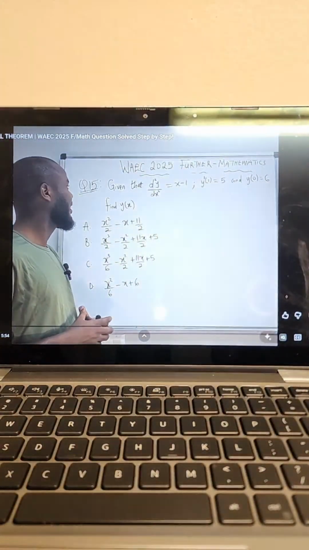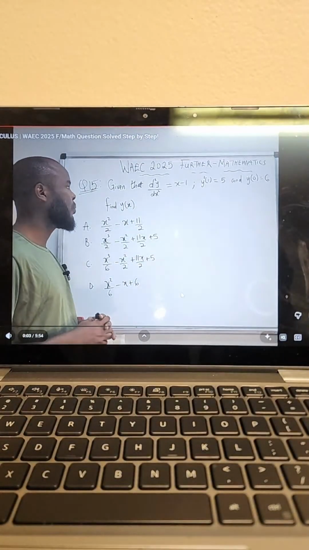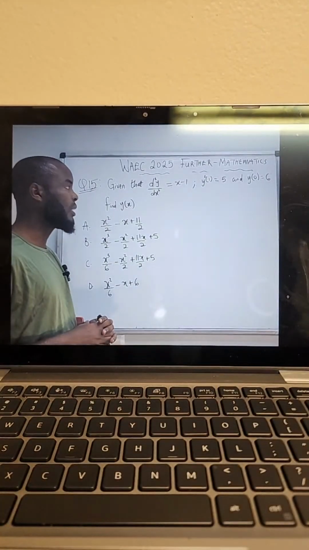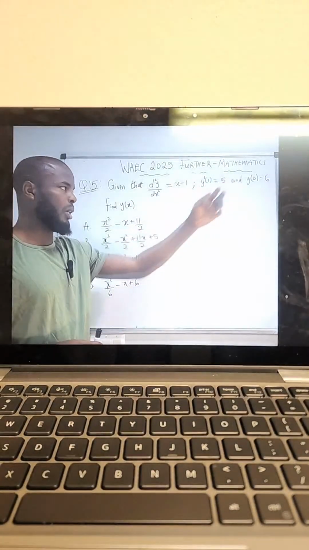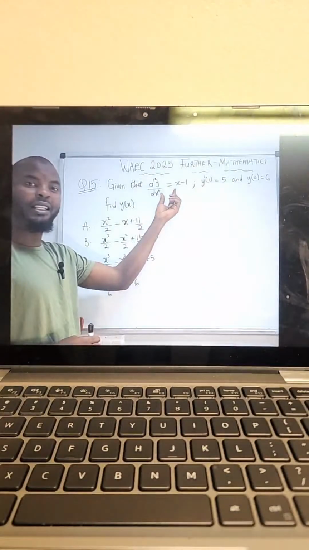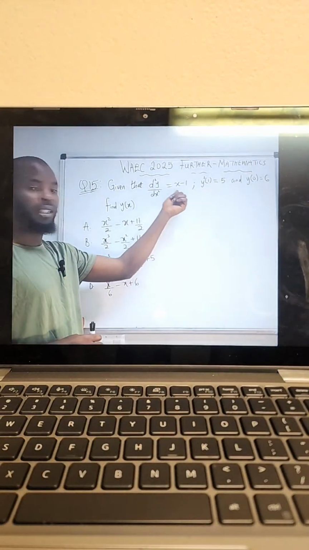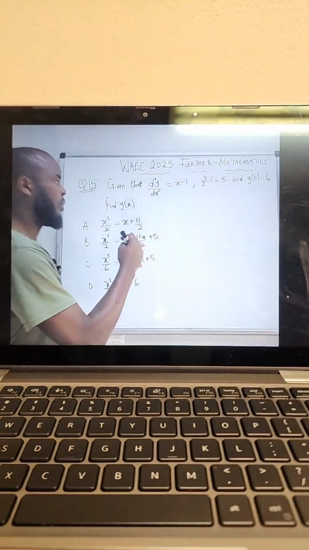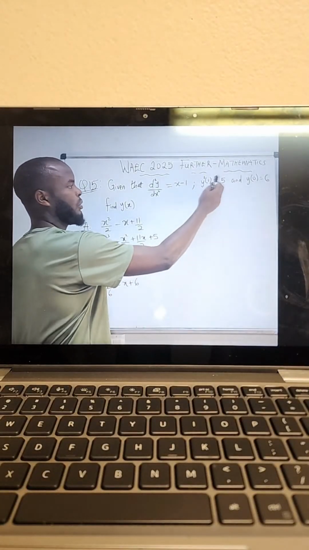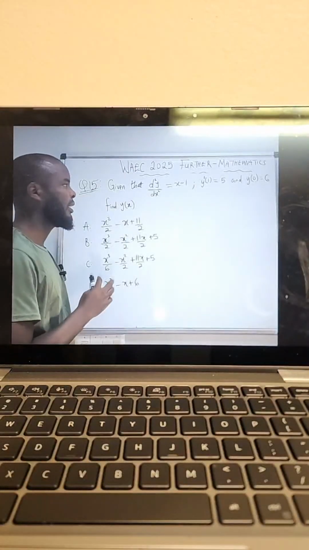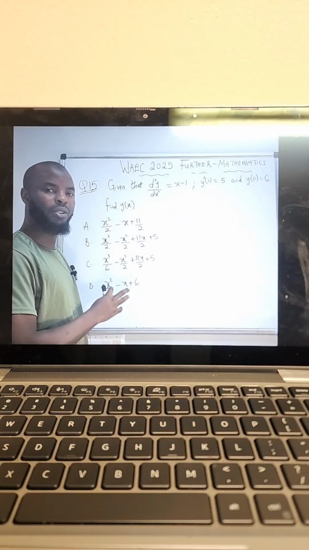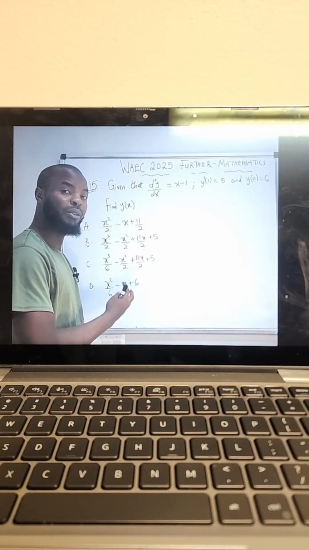Question number 15. It says, given that the second derivative of y with respect to x squared equals x minus 1, and we have y prime of 1 to be this, and y of 0 to be this. What this is saying is the second derivative is given as x minus 1, and we have the first derivative of y at 1 to be this and that. Find y of x.